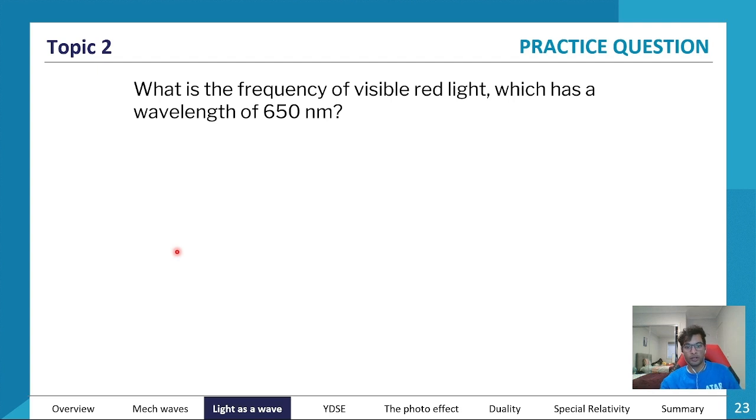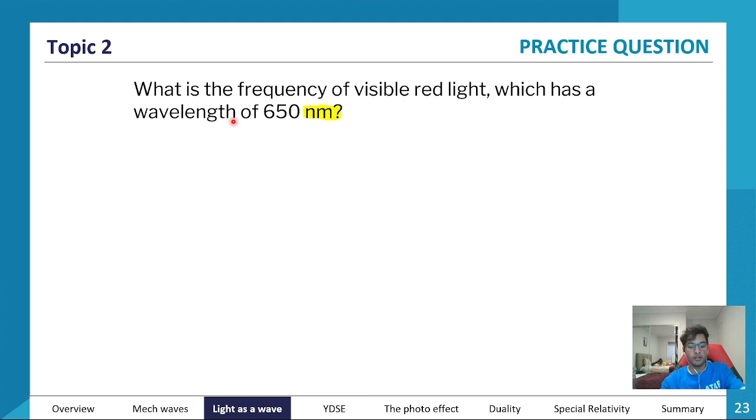So just a quick question to consolidate this idea. What is the frequency of visible light which has a wavelength of 650 nanometers? When it comes to this sort of question with frequencies and wavelengths, the most common unit given to us is nanometers. Nanometers is 10 to the negative 9.